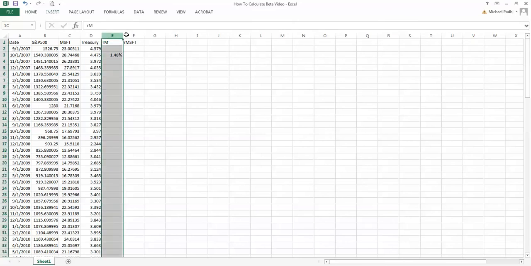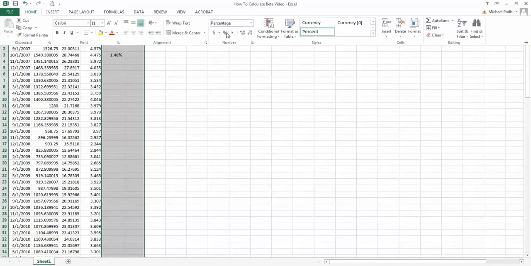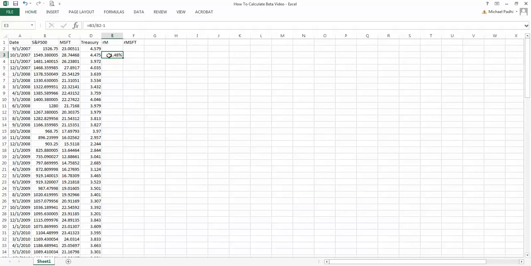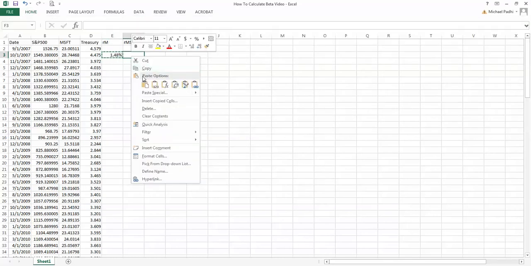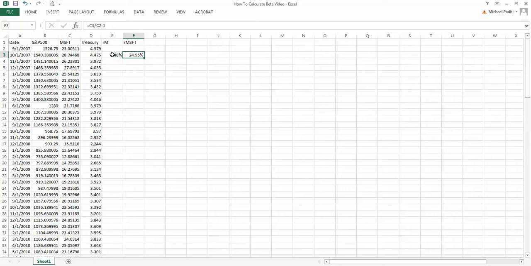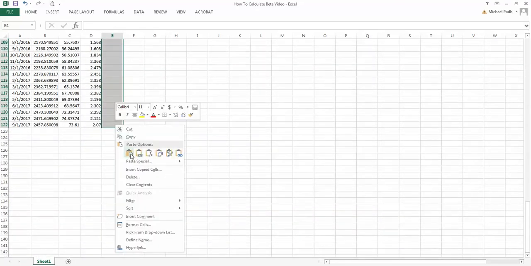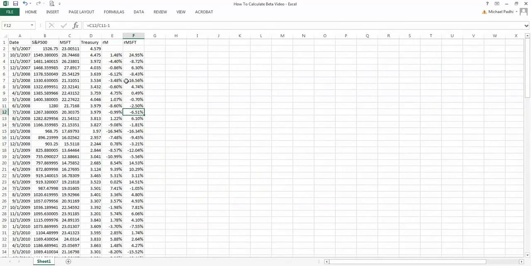These columns were already formatted to be percent. So if you'd like to see this as a percent, we have that formatted there as a percent. I'd like to see a few digits. I'm going to copy and paste the formula for the market so that we're doing the same for Microsoft. We're going to copy that and paste it all the way down to the bottom of our time series. And there we have it.